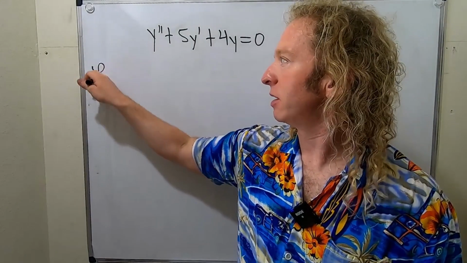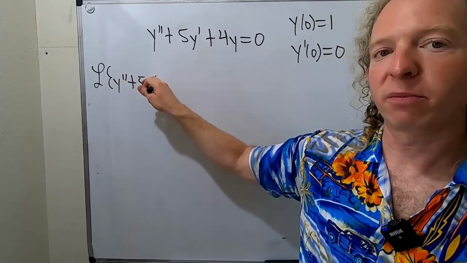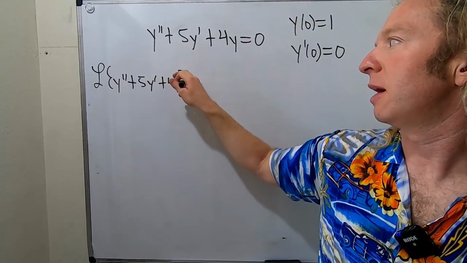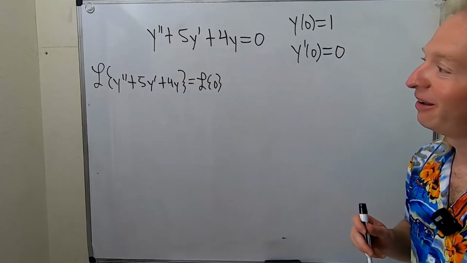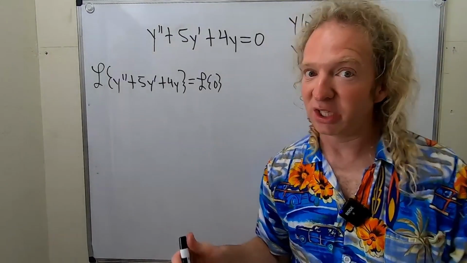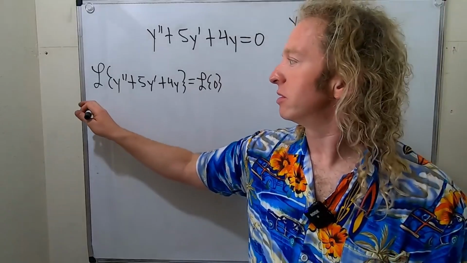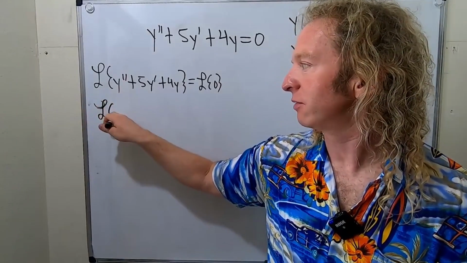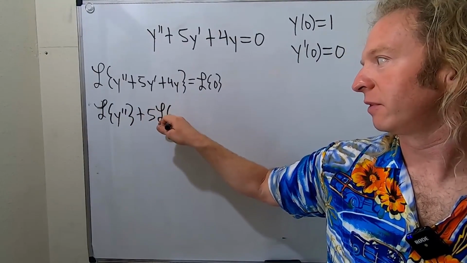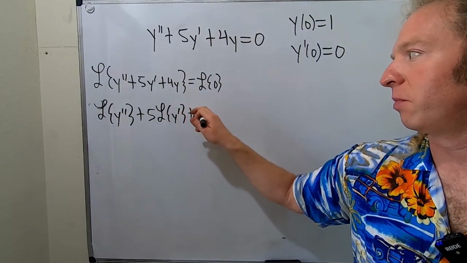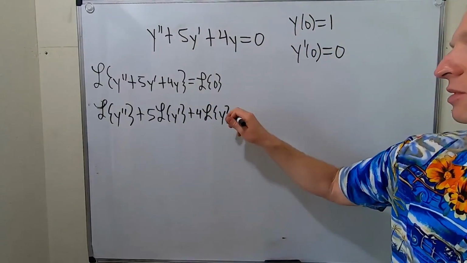So we'll start by taking the Laplace of y double prime plus 5y prime plus 4y, and that's equal to the Laplace, I love that L, of 0. It's really beautiful. Okay, so the Laplace transform is linear. So what you can do now is take the Laplace of each individual piece. So this is the Laplace of y double prime, plus 5 Laplace of y prime, plus 4 Laplace of y. It's a lot of L's. And the Laplace of 0 is 0, so this is equal to 0.